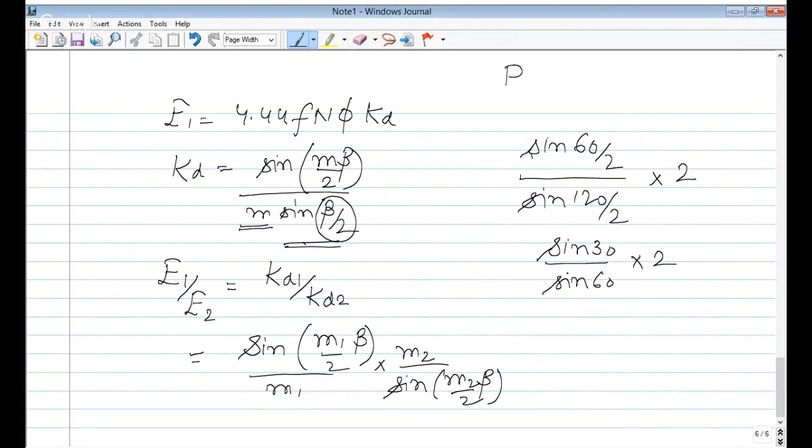Now when you talk about power, power is nothing but it is 3 E phase I phase. I phase always remains the same, so only E phase changes. So power 1 by power 2, since the number of phases are again kept same, that is 3 phase, it will be equal to E1 by E2. So that power ratio will be same.